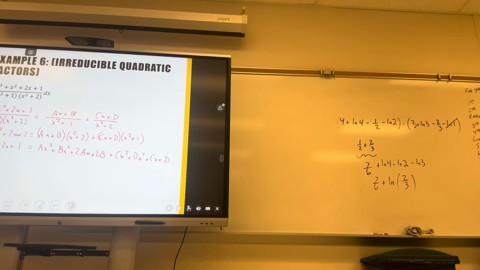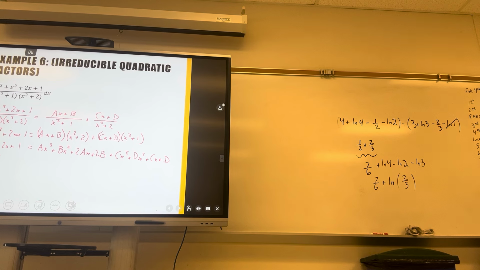Like if we take x cubed, the only x cubed on the left side is this one, and it has a coefficient of 1. So the total of the coefficients of x cubed on the right side has to add up to 1. Where are the x cubed terms on the right side? What are their coefficients? A plus c. So a plus c has to be 1.